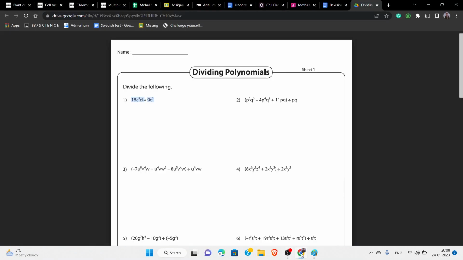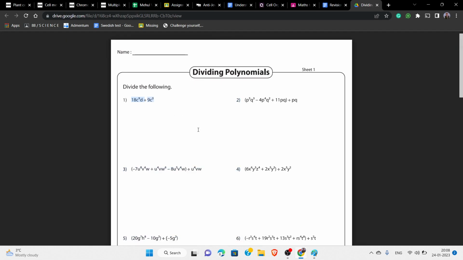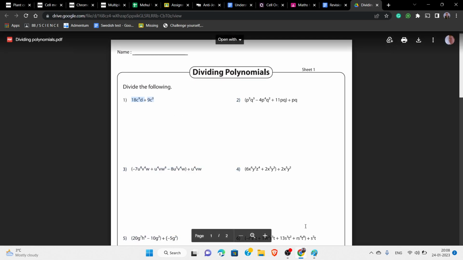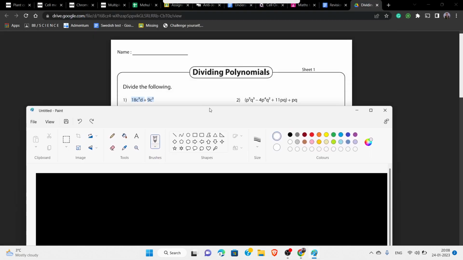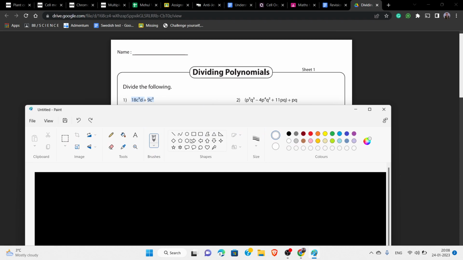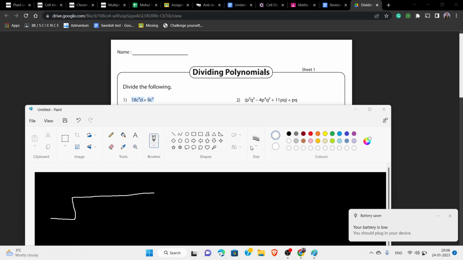Today we'll be learning how to divide polynomials, so let's get straight into it. Okay, so we are doing this first question: 18c^9d divided by 9c cubed. And what I'm going to do, just to explain to you, is solve this in a longer way, and the longer way is using the long division method.